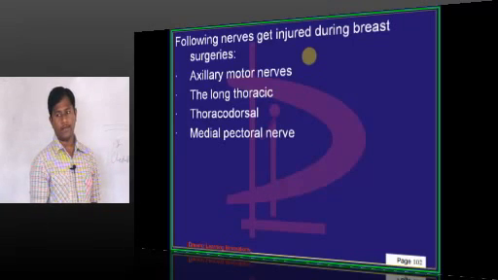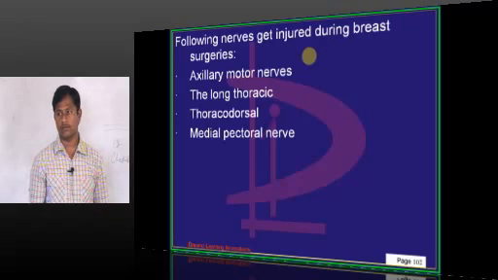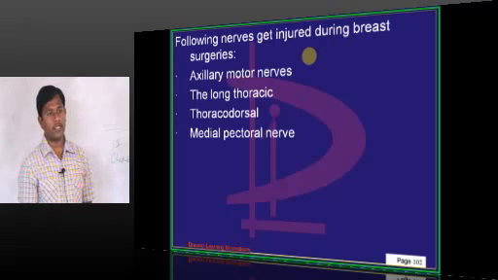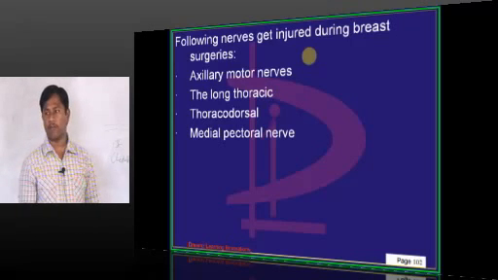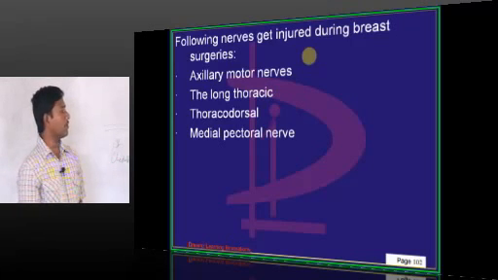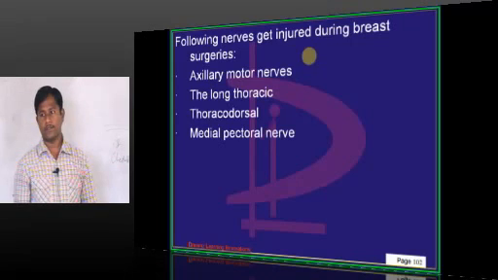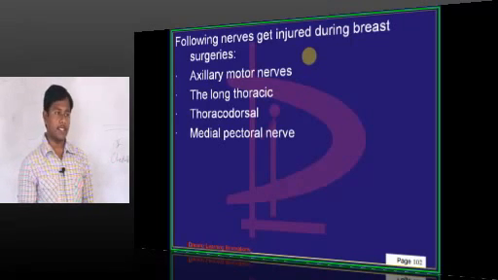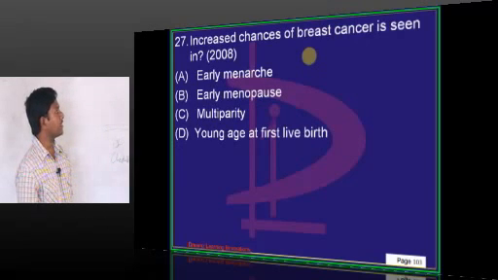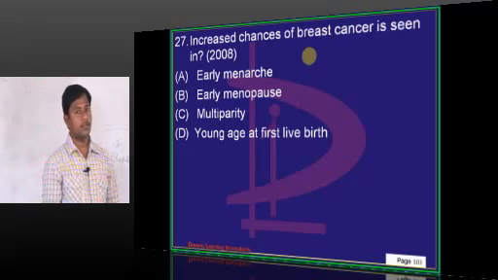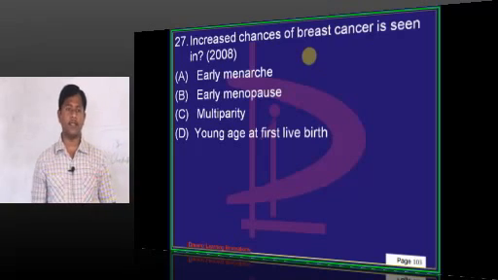The long thoracic nerve supplies serratus anterior, the thoracic nerve of Bell. Thoracodorsal nerve supplies latissimus dorsi, subscapularis. Okay.